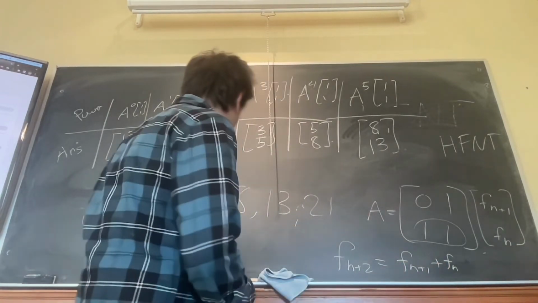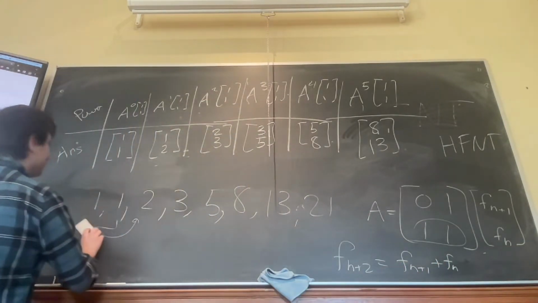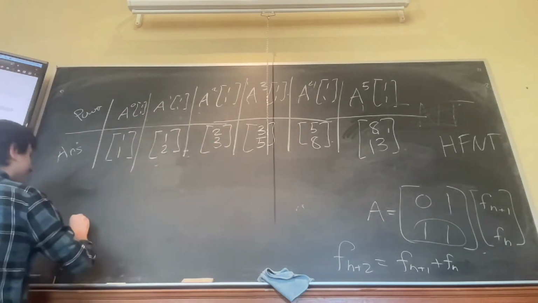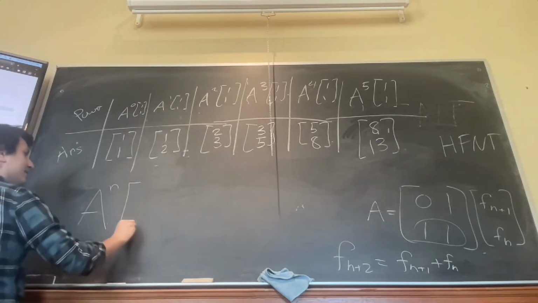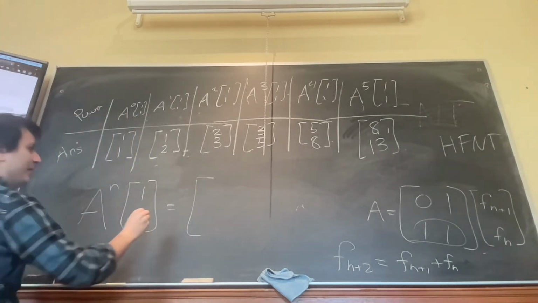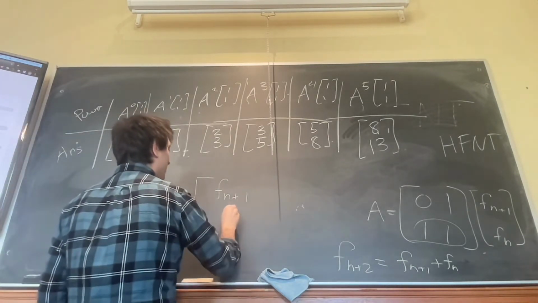So in particular, I want you guys to notice something, that if we could calculate A to the power n times 1, 1, that's the nth Fibonacci number, or maybe the n plus first, depending on how you do it, n plus first Fibonacci number.